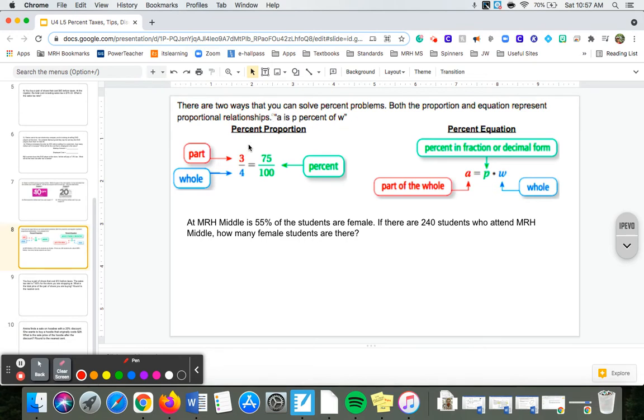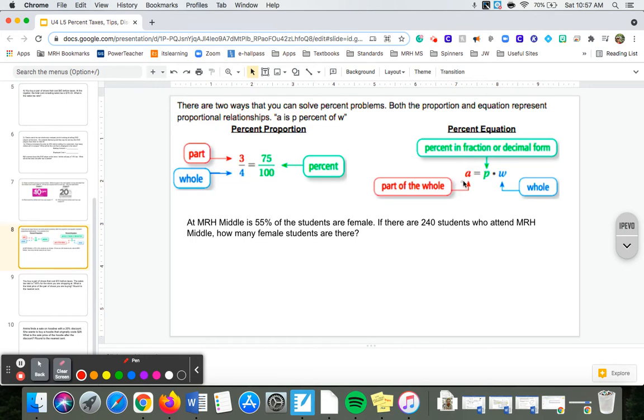So percent proportion, you have the part over the whole is equal to the equivalent ratio out of 100. So 3 to 4 is equal to 75 to 100. So percent is out of 100. So we know that 3 out of 4 would be 75% because the equivalent ratio in which the denominator of the ratio is 100 would mean that the numerator is 75.